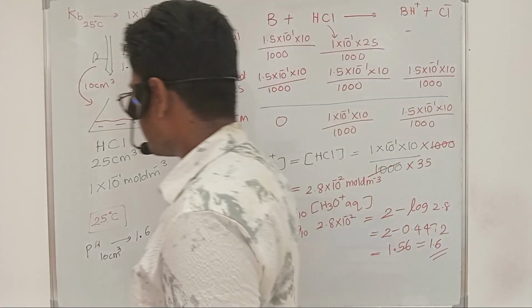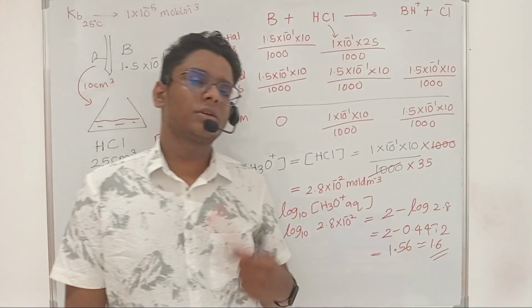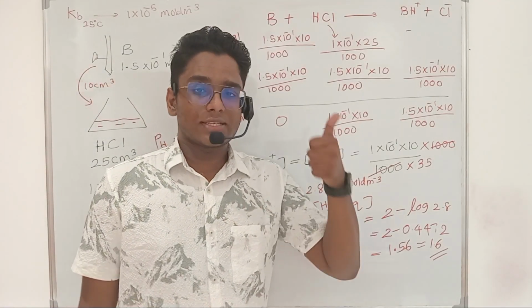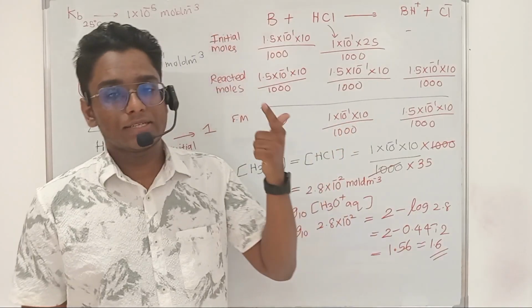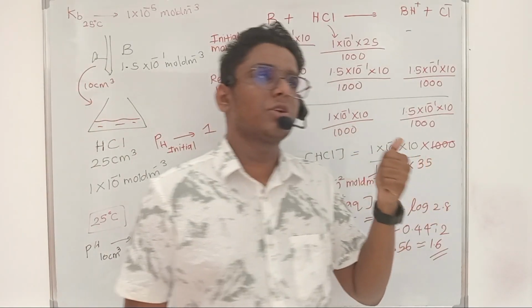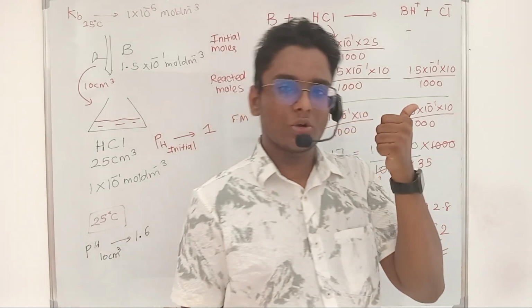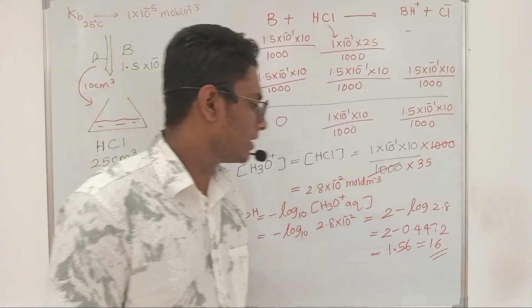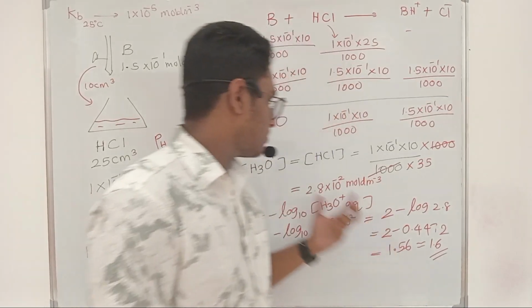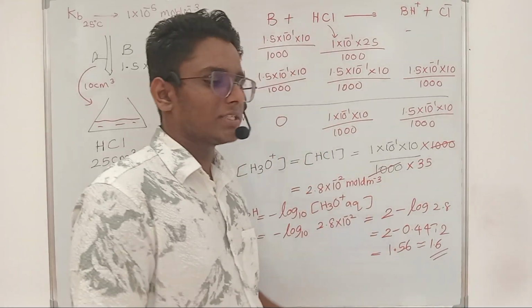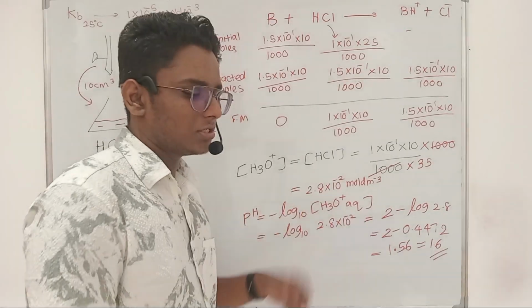Now, which solutions can you consider as buffer solutions? If a solution has a weak acid and its conjugate base, then it is a buffer solution. Or if a solution has a weak base and its conjugate acid, then it's a buffer solution. So for a solution to become a buffer solution, it must have the weak base and its conjugate acid, or the weak acid and its conjugate base, right?